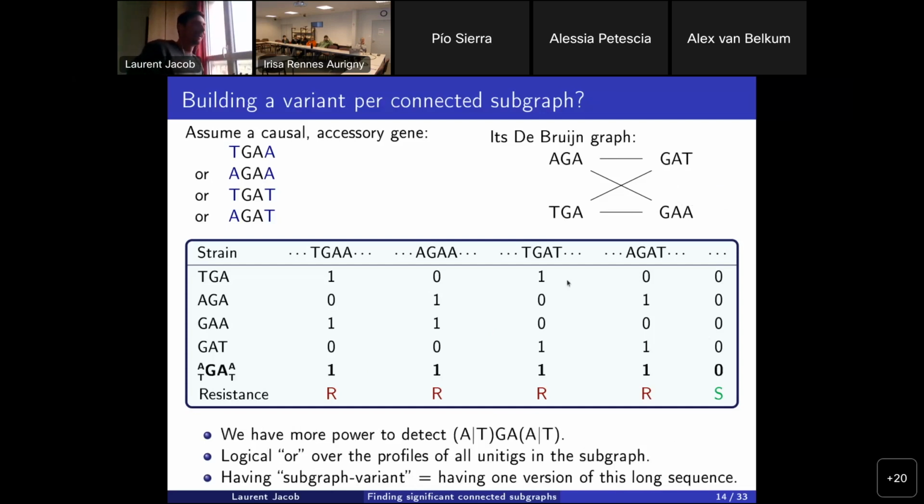But you also see that ideally what we would like to test in this case is A or T, then GA, then A or T. And we have more power to test that because, well, in this idealized case, the presence of this new variant is the exact same as the resistance phenotype. And so to build it, technically, I'm just taking a logical OR over the 4 unitigs in this particular subgraph. So it becomes a bit abstract to say that this subgraph is a variant. When I say I have this subgraph variant, I mean I have any of the versions of the long sequence because I have any of the k-mers in the corresponding subgraph of the de Bruijn graph, okay?